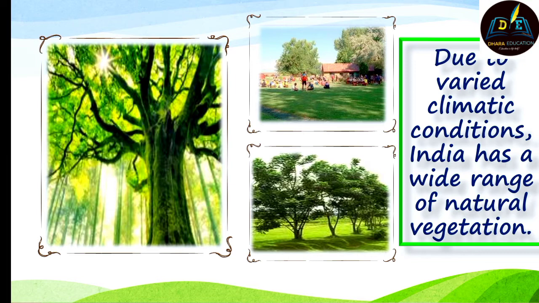Due to varied climatic conditions, India has a wide range of natural vegetation. As you know, students, we are blessed with the monsoon season as compared to other countries. So, due to the monsoon season in India, we get more greenery as compared to other nations, due to which we are the supplier of seeds, crops, spices and many more.